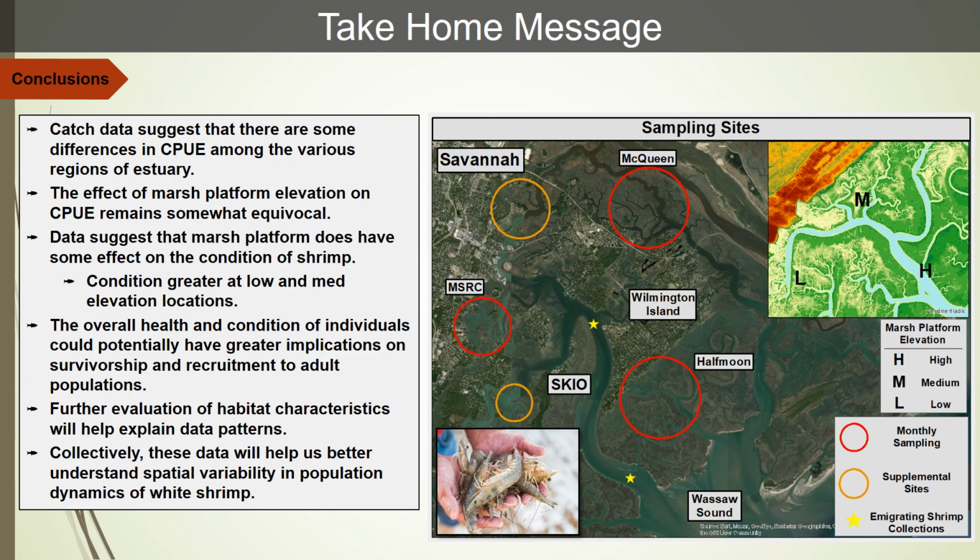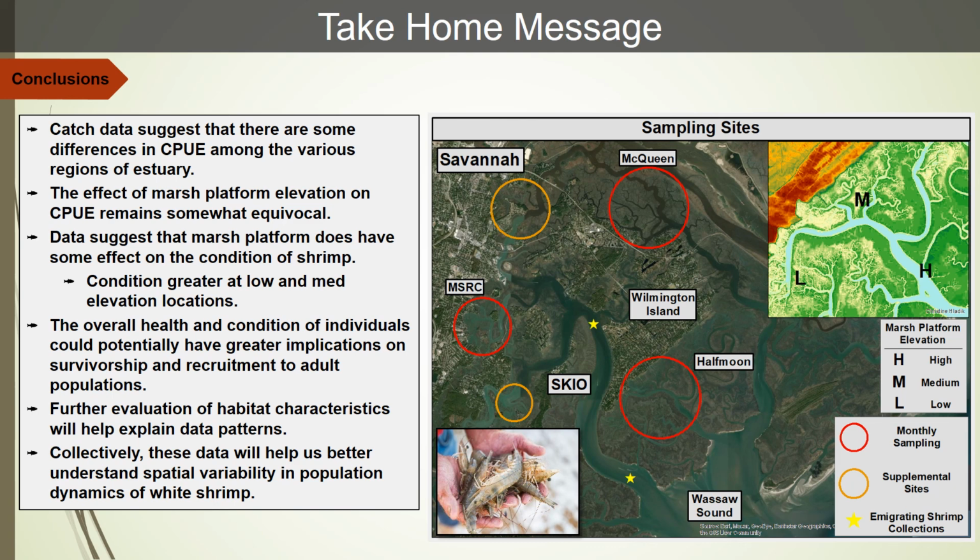To summarize our findings, the catch data suggests that there are some differences in catch per unit effort among the various regions of the estuary, and while there is some suggestion of an effect of marsh platform elevation on CPUE, these patterns remain somewhat equivocal and require further analysis. However, these data do suggest that marsh platform does have some effect on the condition of shrimp, which could be related to density of shrimp within respective locations or access to food resources on the marsh platform. We hope to provide more insight to this with the stable isotope data.